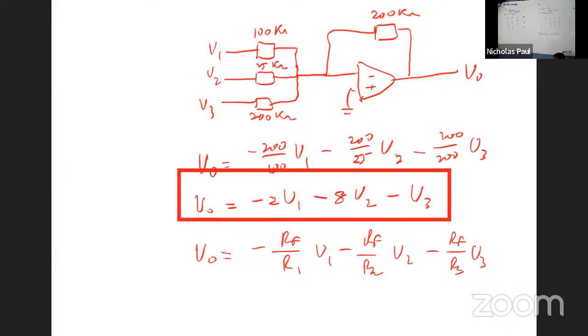Okay, so that's a summing amplifier, and that's what you have to be able to do. You have to be able to draw it from the formula, and you have to be able to take the circuit and create the formula. Okay, so that's it.